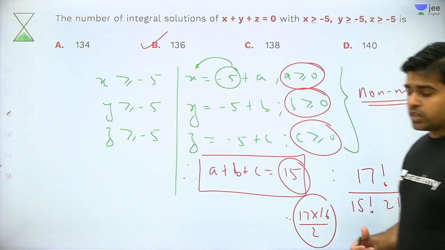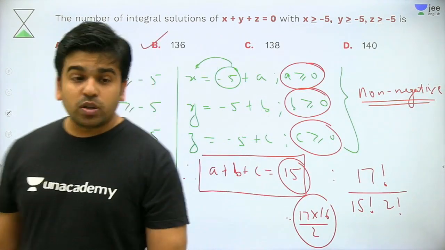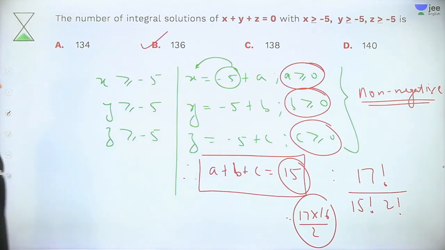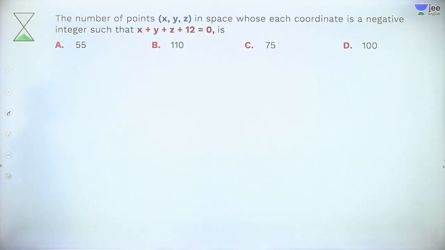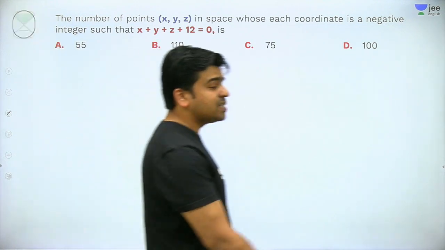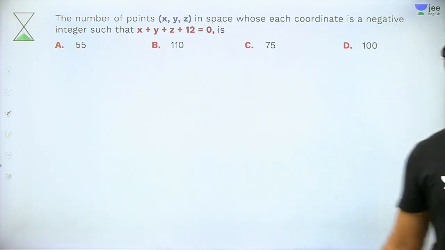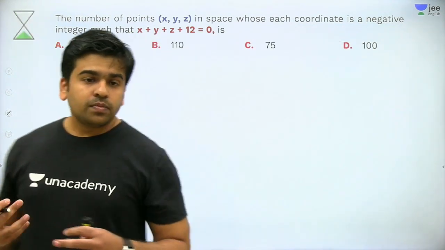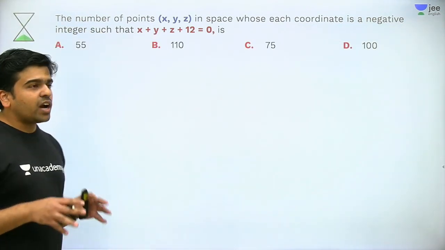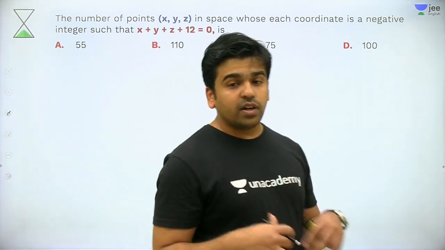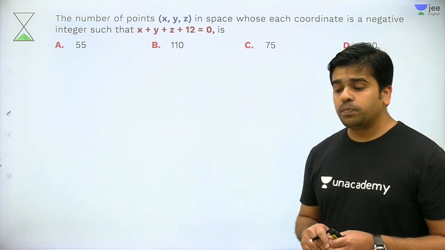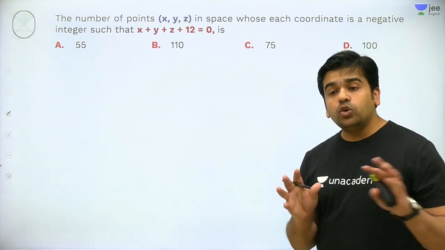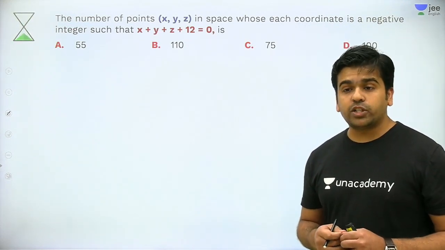Let us do more questions so that we get used to the method that we are using and getting to the answers. Let us look at the next question, which is this: the number of points in space whose each coordinate is a negative integer such that x plus y plus z plus 12 has to be equal to 0. Again, some kind of equation is given to us, some condition is also given to us in the question, and we will again try to change the conditions according to our suitability, so that we can use our method of fictitious partition, right?